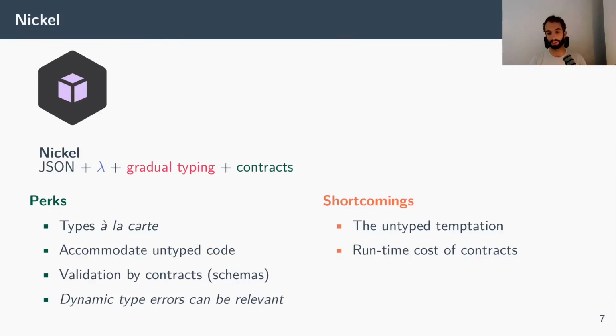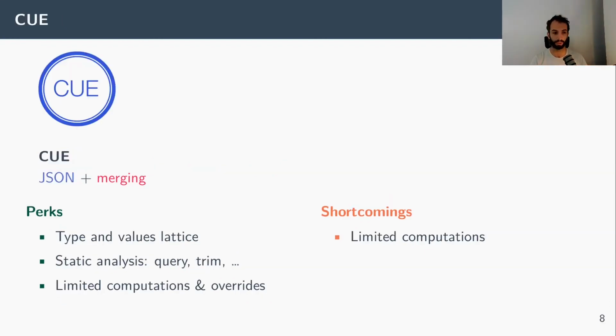A shortcoming can be the temptation to just not type anything. I think it can be fought by culture, documentation, existing code, community, but this is something to keep in mind. And contracts, in particular, some contracts that are automatically inserted for gradual typing, can have a runtime cost. And it is not clear yet if this will be a huge problem for configuration code.